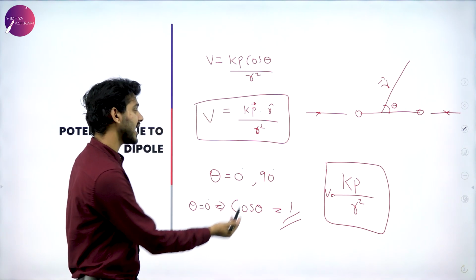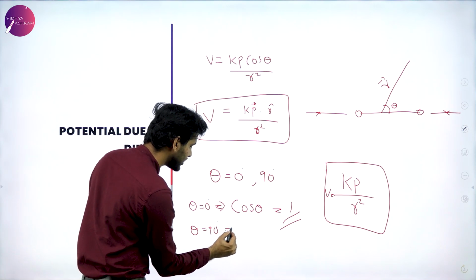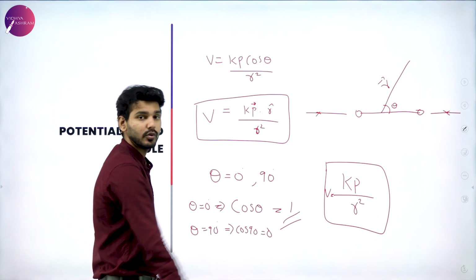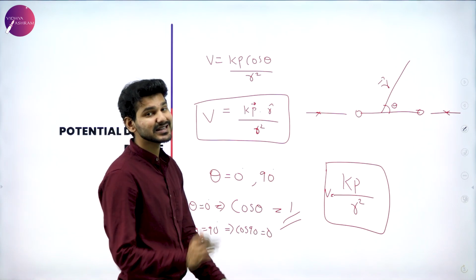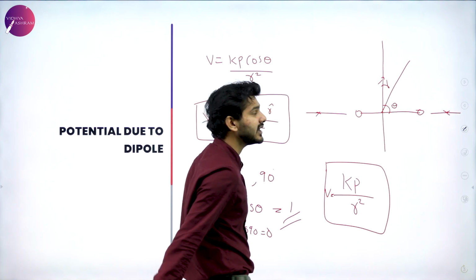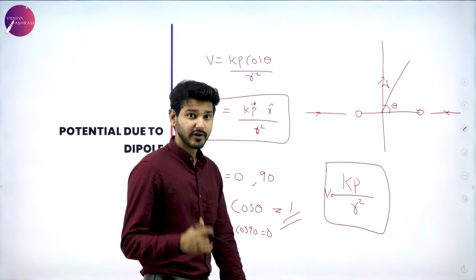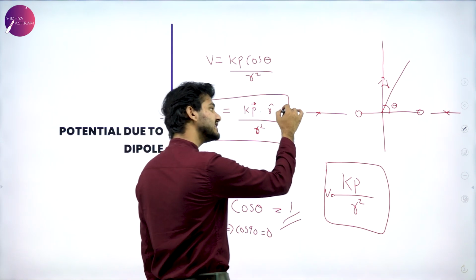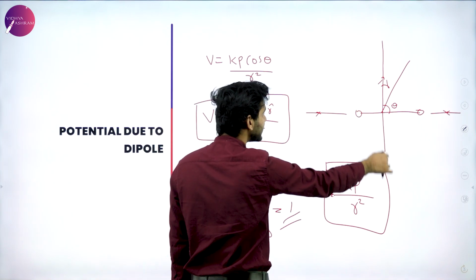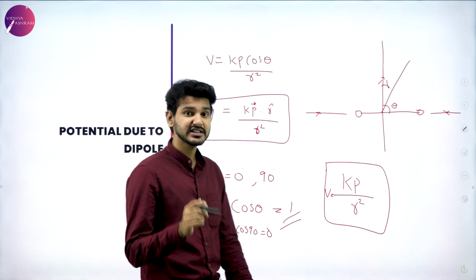And if the angle is 90 degrees, then cos theta, or cos 90, will be equal to 0, because cos 90 is 0. Then we can say that anywhere along the equatorial plane the potential will be 0. Okay, so we have found out the two special cases. One is the axial line, where the potential will be maximum, and the other is the equatorial line, where the potential is 0. So those two are the special cases.